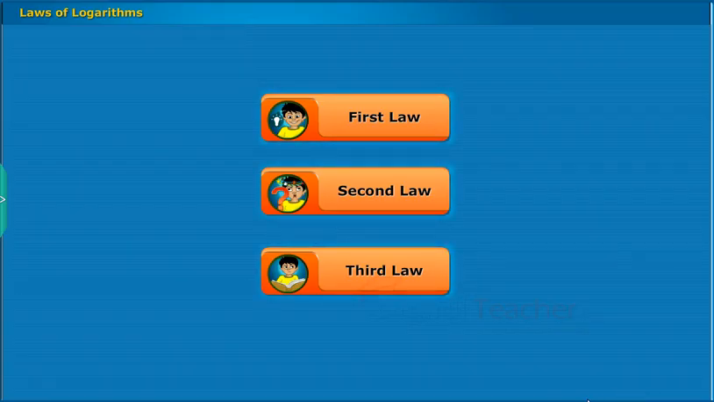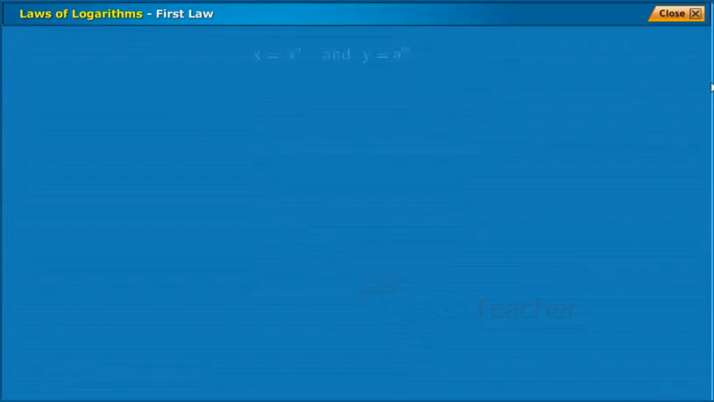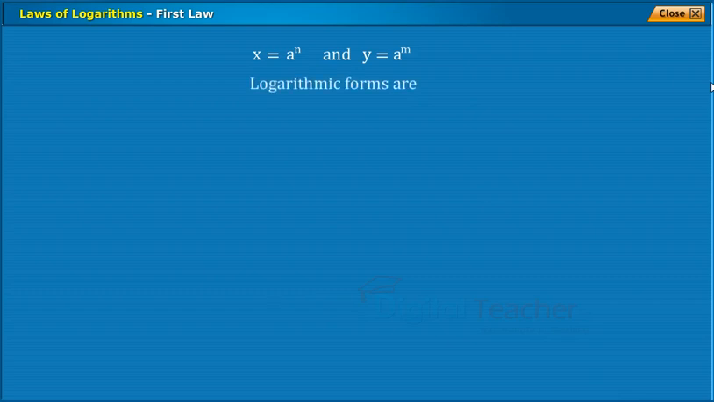Laws of logarithms. There are 3 types of laws of logarithms. They are first law, second law and third law. Click each tab to know more. First law tells us how to add 2 logarithms together. Consider two exponents x is equal to a power n and y is equal to a power m. Their equivalent logarithms are log x to the base a equal to n and log y to the base a equal to m, which is represented as equations 1.